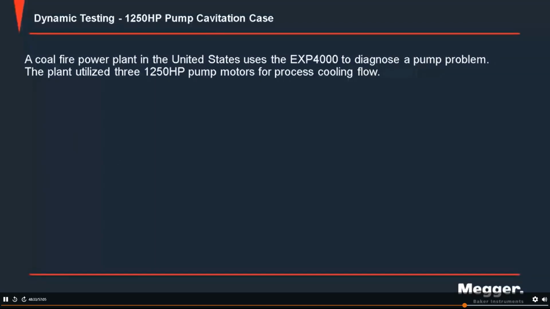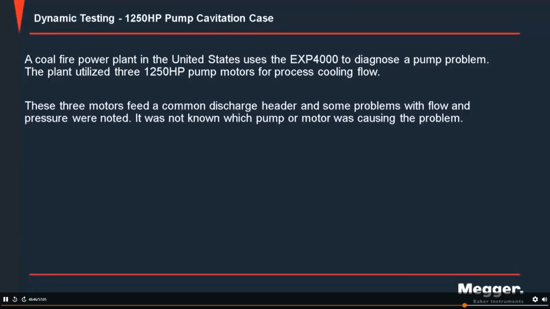Okay, last case is a dynamic case. Here we have a coal-fired plant. This is a utility, a power generation plant. Probably one of the first examples of the EXP being used in the field to identify a problem. Of course, we send this thing out there that's supposed to be an efficiency estimator, and the first thing they do is they diagnose a pump problem, right?